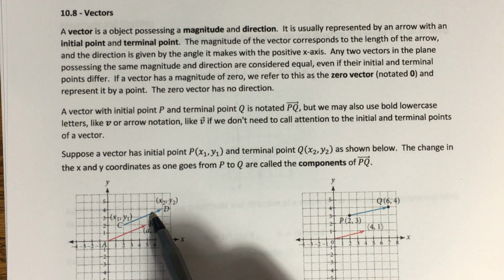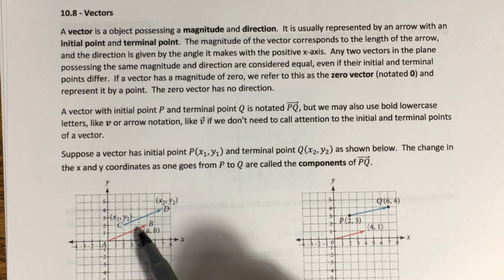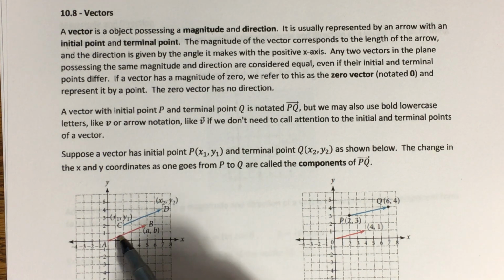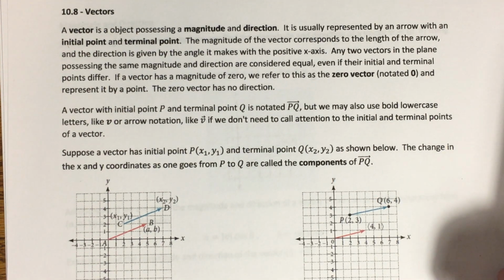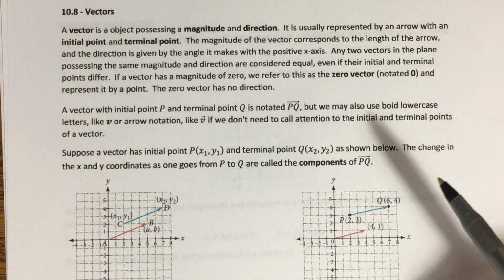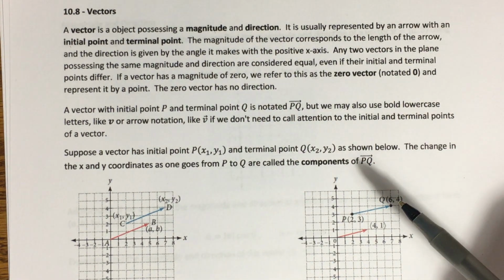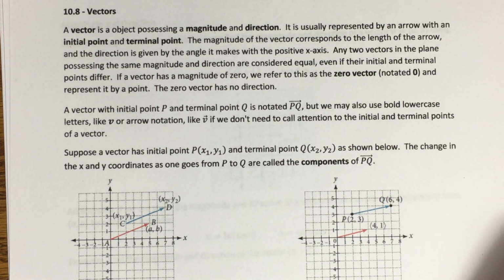We would say that this blue vector and this red vector are equal to each other, even though they appear in different positions on the plane. In fact, I can make several copies of this red vector and place them all over the plane, and even though they all have different positions, we would consider all of them equal. So the position of a vector in the plane does not change the vector as far as we're concerned.